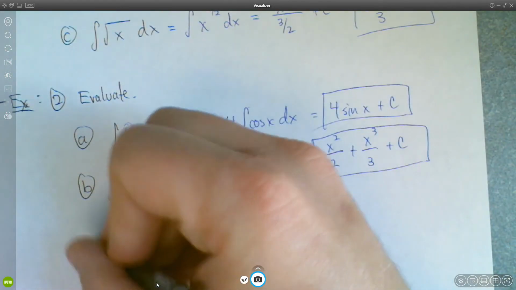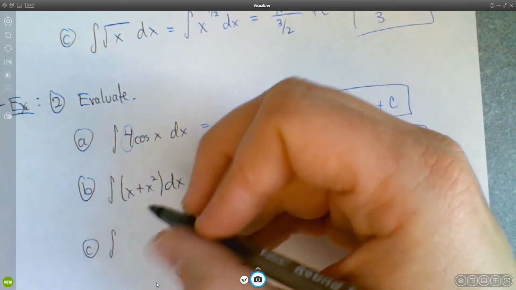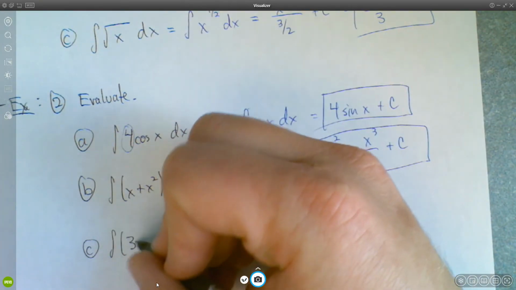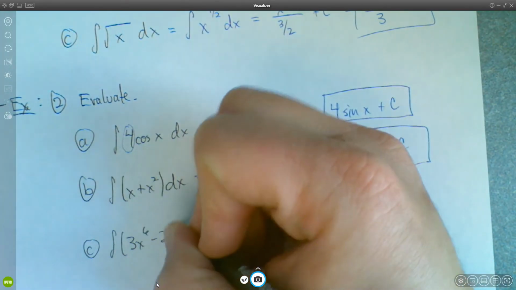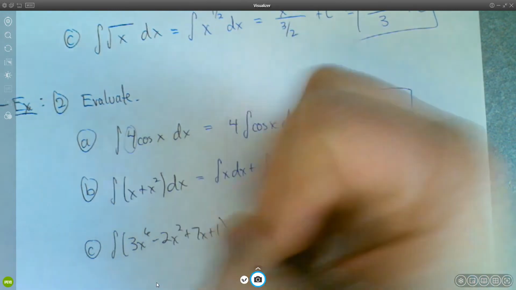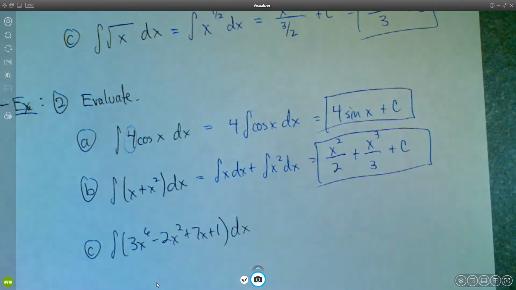Here's another one for you. See if you can do 3x to the 6th minus 2x squared plus 7x plus 1. See if you can integrate that.